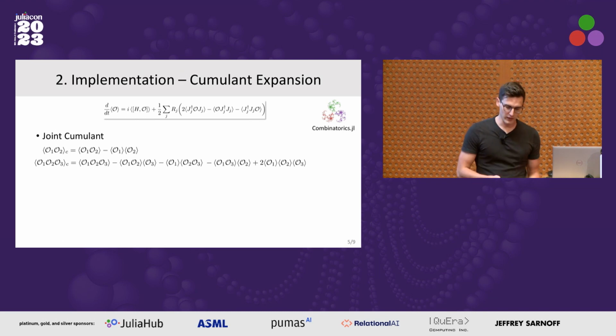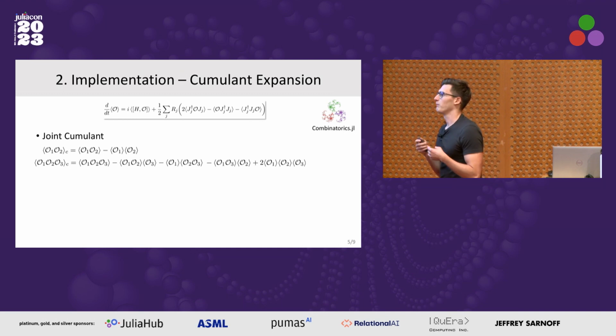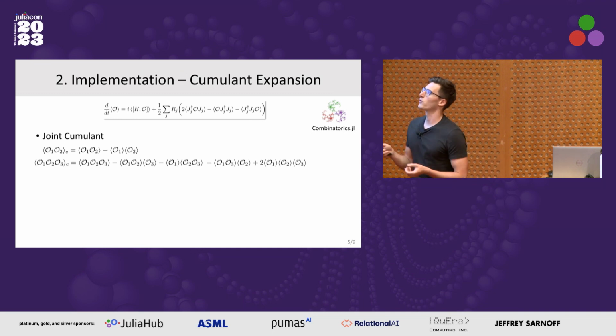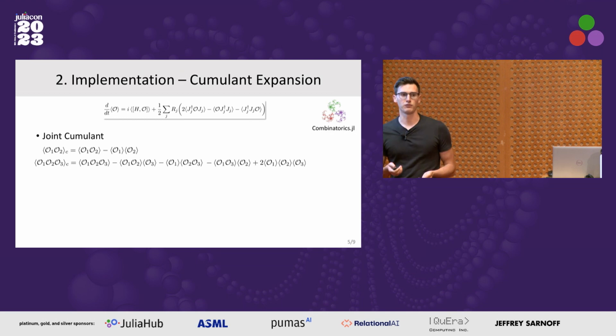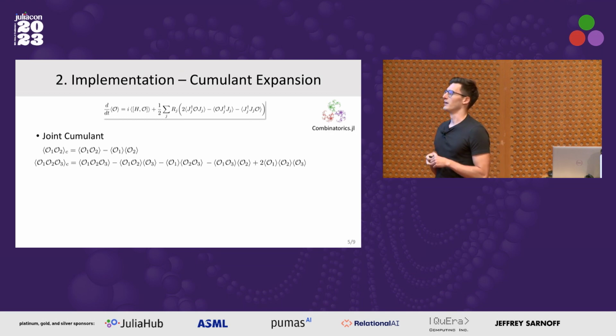The joint cumulant of second order, this means for 2 operators, is simply the difference between the average of the operator product minus the product of the 2 averages. And for a third order term, it's basically more or less the same. It's just the average of the third order product minus lower order ones.